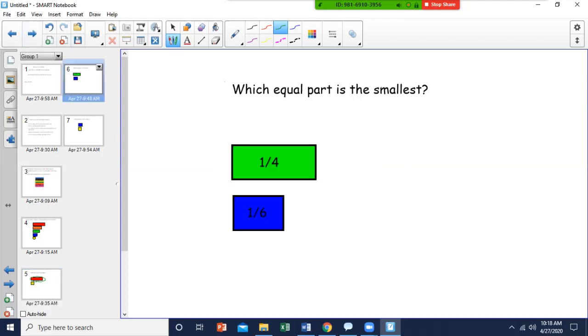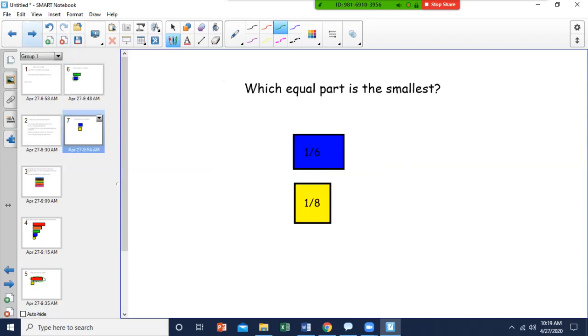Which equal part is the smallest? We have 1/4 and 1/6. You should have stated 1/6 because the equal part in 1/6 is actually smaller than the equal part in 1/4. Let's try one more example. Which equal part is the smallest? We have 1/6 and 1/8.